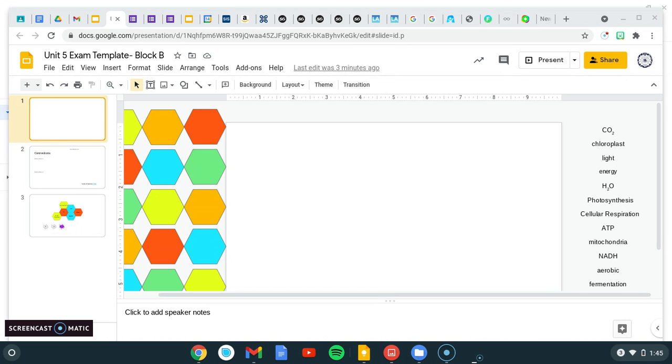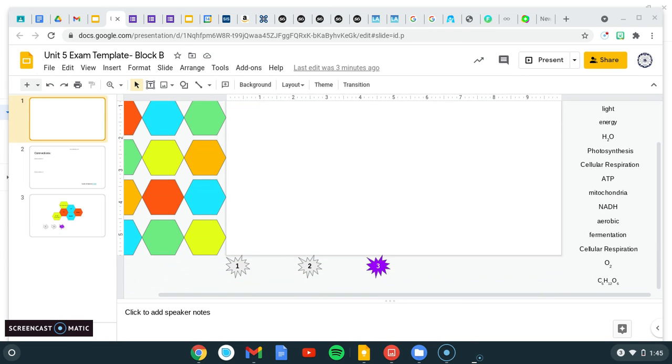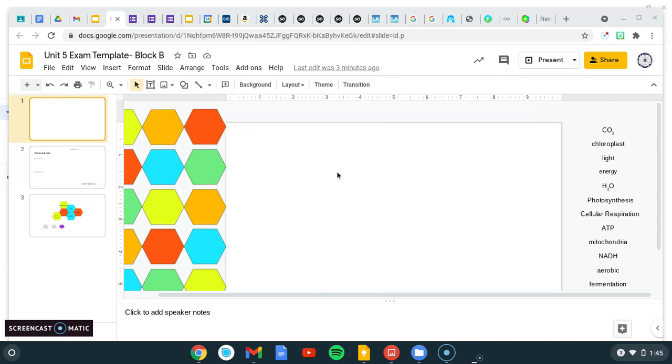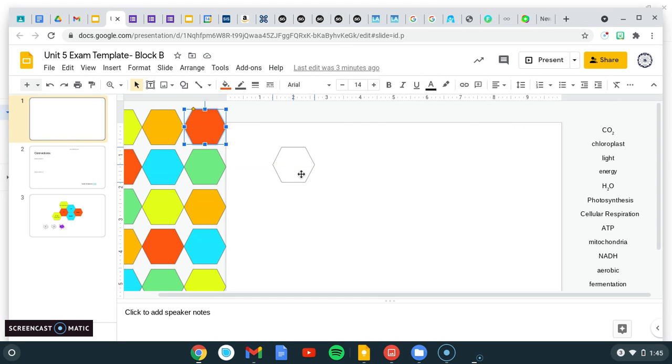On Google Classroom, you will find your Unit 5 exam template. And when you open it up, it's going to look a little something like this. You're going to see some hexagons on the left side, all very fun colors. You will see some vocabulary words on the right side, and you will see 3 bursts on the bottom. The first thing you're going to do is drag the hexagons onto the screen, like so. So I'll just click and drag.